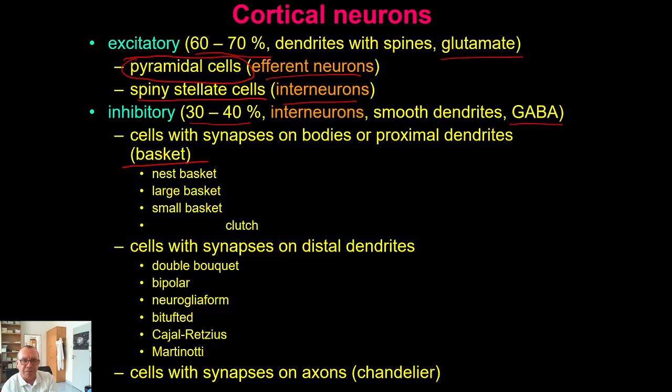These inhibitory interneurons which send axons forming synapses on distal dendrites of other neurons form the next big group, and there are also cells with axonic synapses. Their axons are very specifically branched, forming something like chandeliers, so that's why they are called chandelier cells.